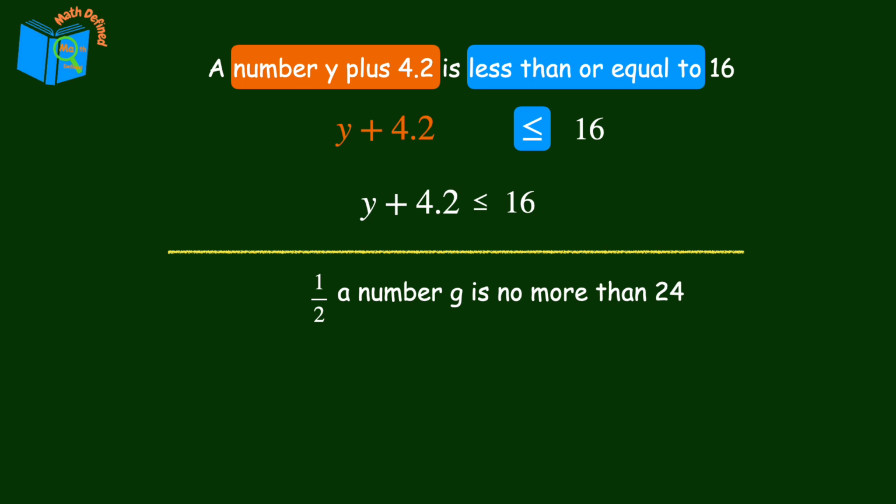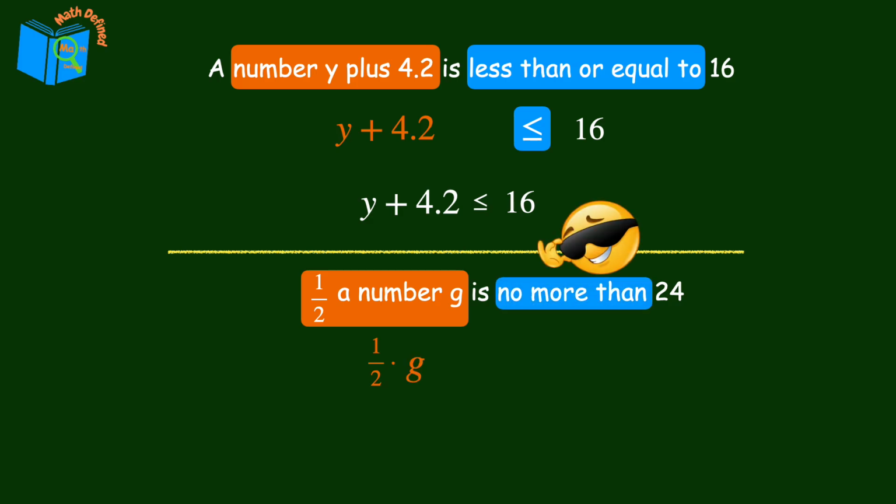This time we start with the fraction 1/2. 1/2 a number g is no more than 24. The phrase 1/2 a number g translates to 1/2 times g. Is no more than is another way of saying less than or equal to 24. Putting it all together, we get 1/2 g is less than or equal to 24. The placement of the symbol matters. Let's try another one.